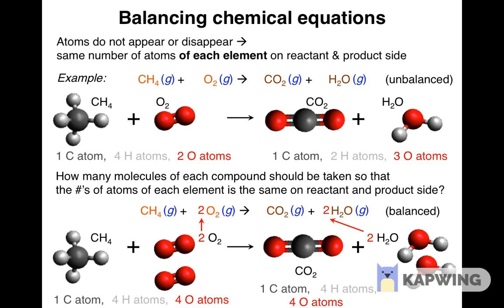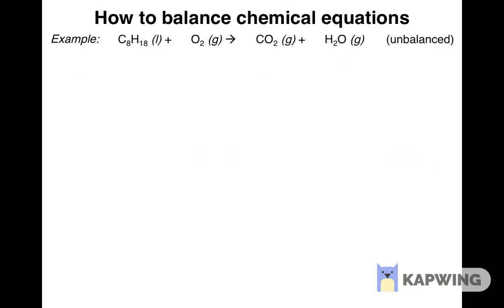So how does one go about balancing a chemical equation? Well, the first step is to determine how many atoms of each element there are on the reactant and on the product side in the unbalanced equation. For example, if we consider the combustion of propane, C8H18, we see that there are 8 carbon atoms and 18 hydrogen atoms in the propane molecule, as well as 2 oxygen atoms in the oxygen molecule on the reactant side.